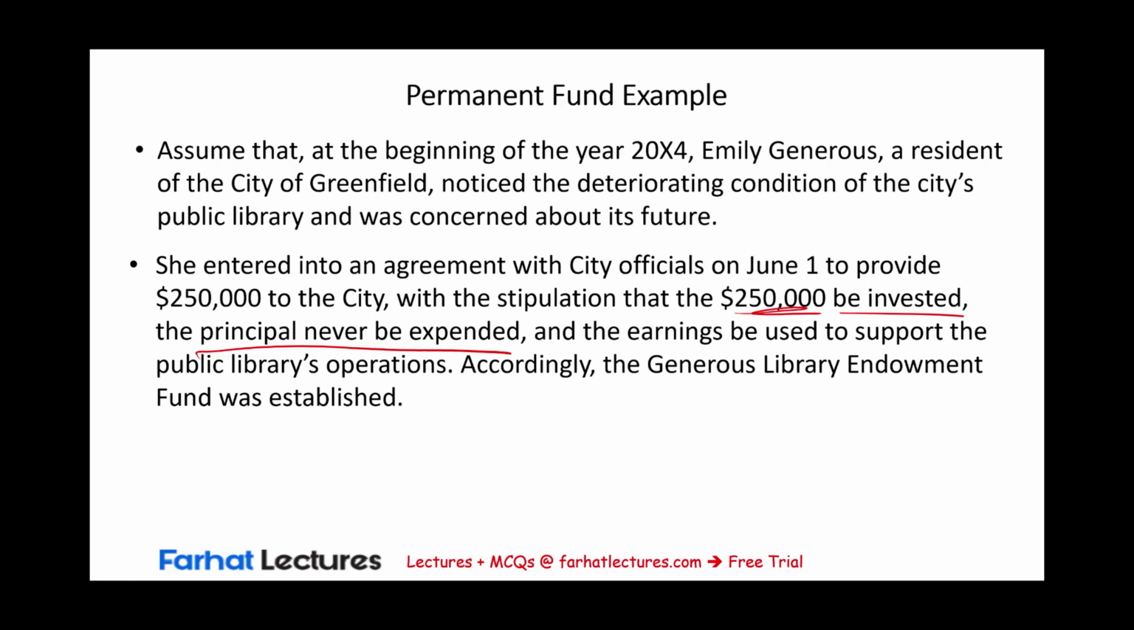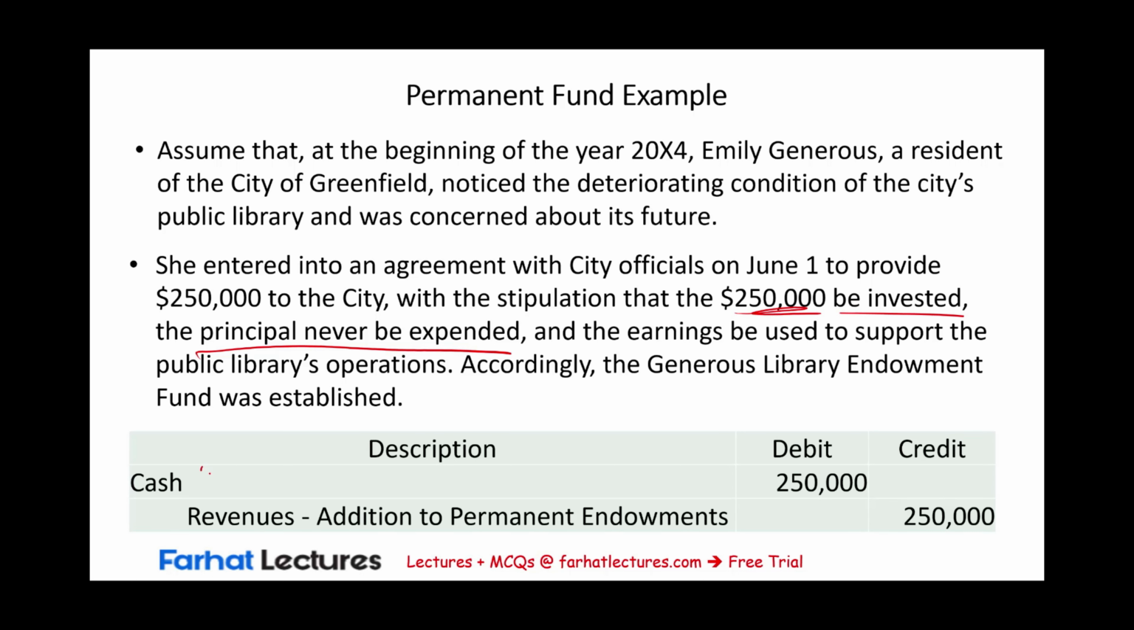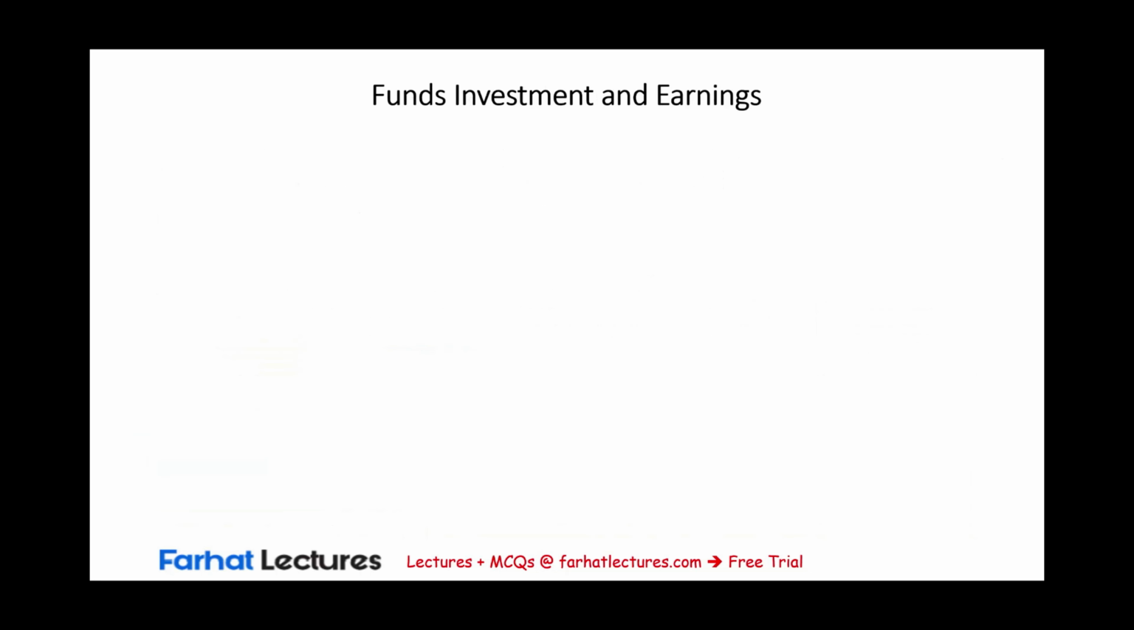Well, let's go ahead and establish a permanent fund. We're going to debit cash, credit revenue, but it's addition to the permanent endowment. Notice we call it addition. It's a form of revenue, but we call it addition. What is the city going to do next? Well, they're going to invest this money.